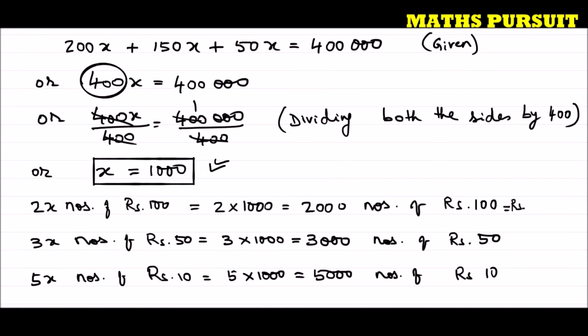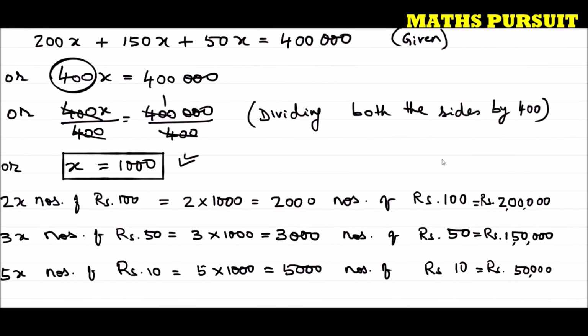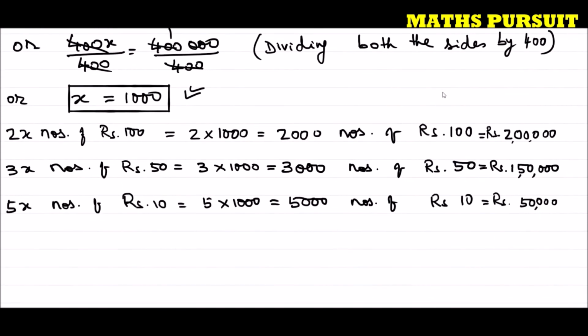And one thing guys, if we multiply these things, we will get rupees 2 lakhs here, rupees 1,50,000 here, and 50,000 here. So if I add these together, we should get 4 lakh. Let's see whether we are getting 4 lakh or not. If we get 4 lakh, then our calculation is perfect.